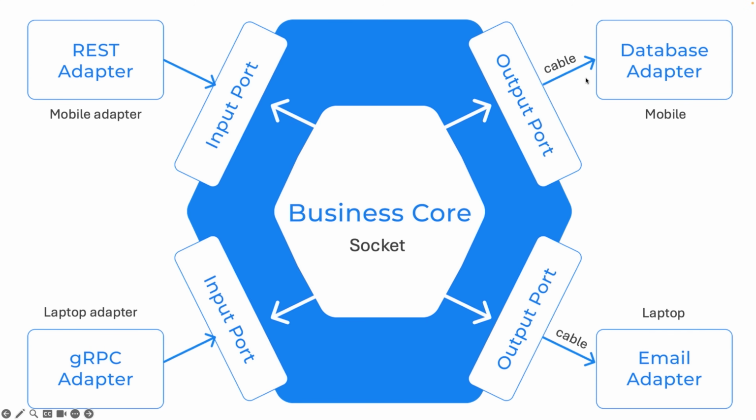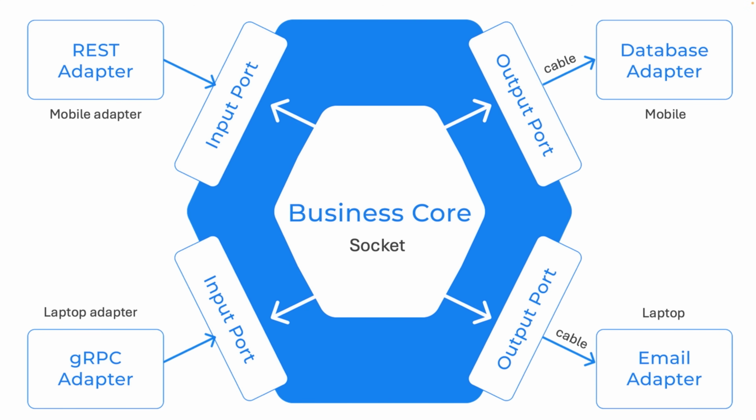Now tomorrow you don't want this database adapter, right? Just exclude this output port and plug in a different adapter that you want. Similarly, if you don't want REST today and you want Kafka, you can simply unplug this input adapter and plug in the Kafka adapter. The blue center part remains the same. There is no change in it. Only the external system, input port, output port and adapter, you just keep changing for your different use cases.